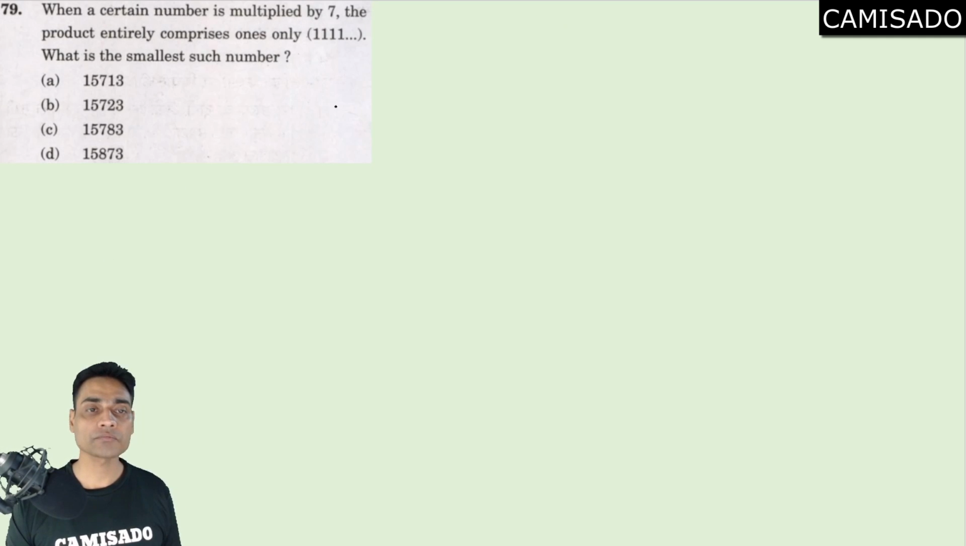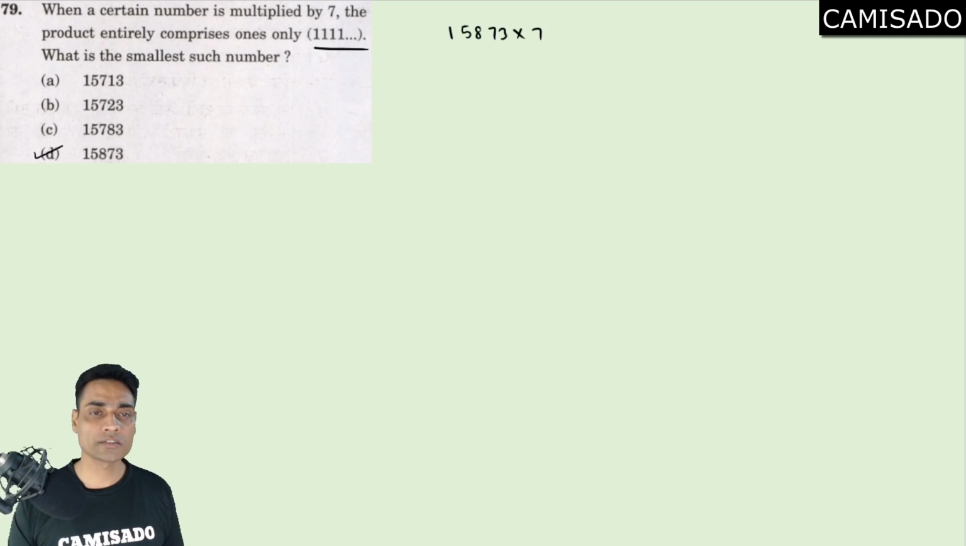Next, when a certain number is multiplied by 7, the product entirely comprises ones only, 1, 1, 1 and so on. What is the smallest such number? In this particular question, no method you can use, you have to multiply and check. Here the correct answer is D. When you multiply 15873 by 7, you will get all the digits in the form of 1, 1, 1, 1, 1 and so on.